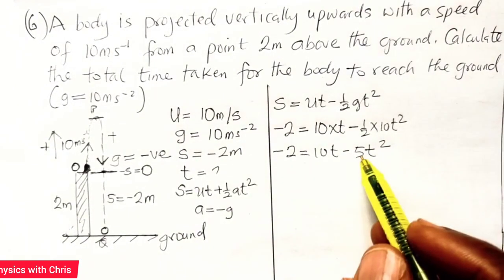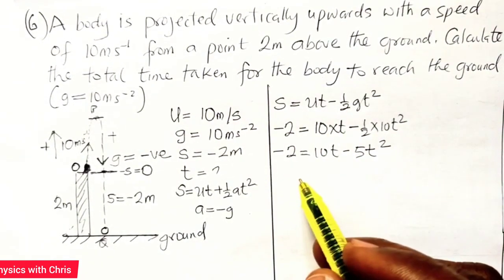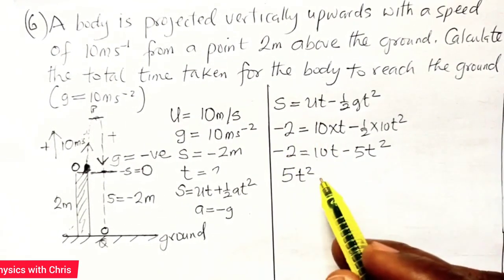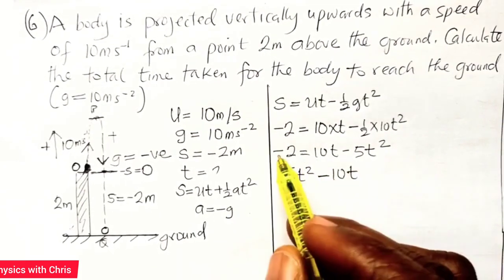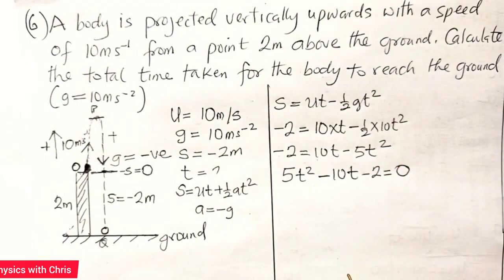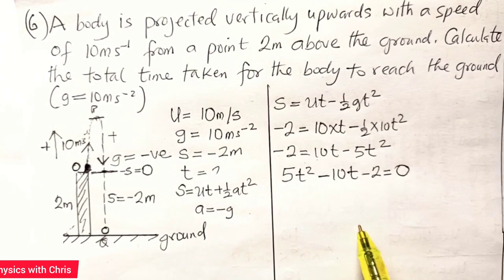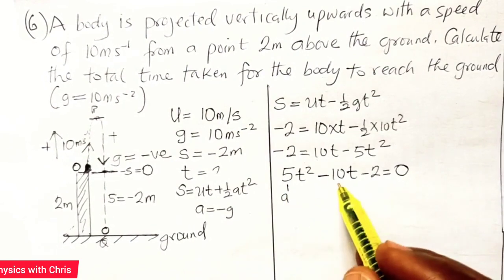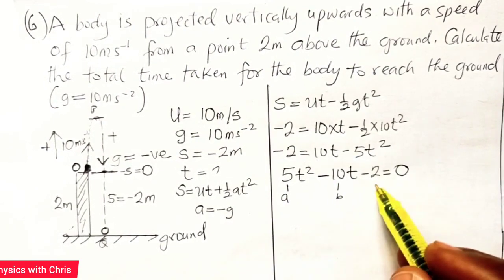Now let me rearrange this. I want to bring -5t squared to the left hand side of the equation. It gives me -5t squared. I bring 10t to the left hand side, gives me -10t. Already this -2 is on the left hand side, equals nothing on the right hand side, that is 0. Now we can use one of the methods of solving a quadratic equation. I can use the method of factorization, if you can factorize, or I can quickly use the algebraic formula. This is my a, b is -10, and c is -2.